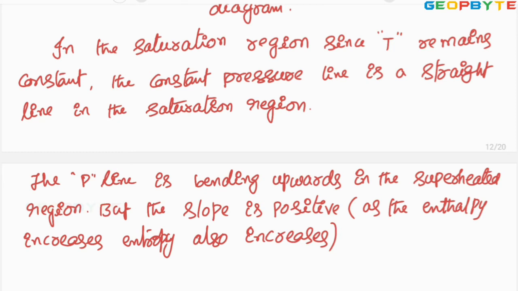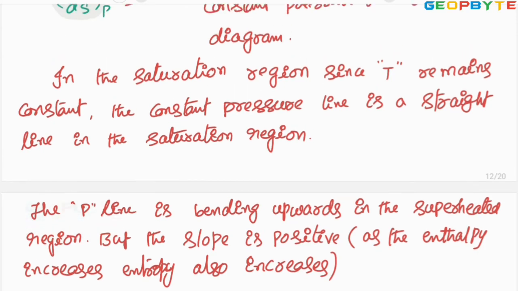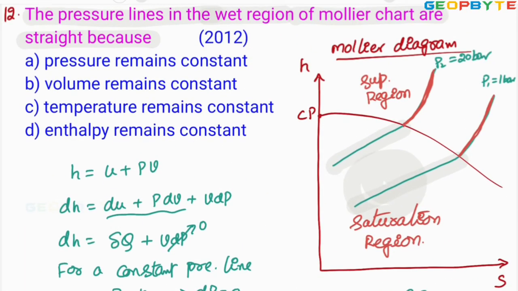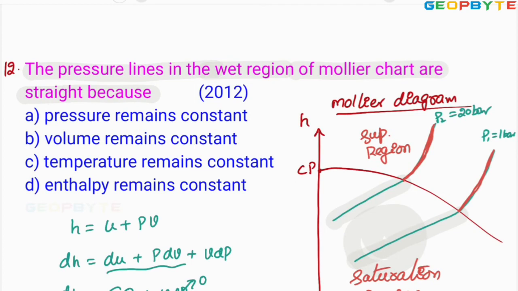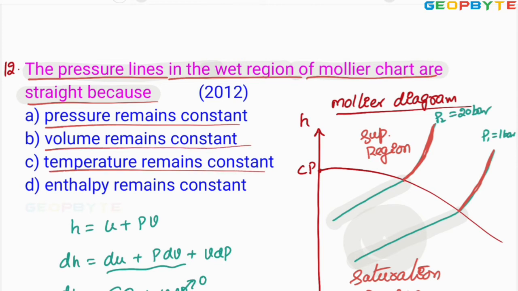I hope you clearly got the information. I tried to provide the complete information regarding the Mollier diagram. Anyhow, the answer is, let me read the problem once again. The pressure lines in the wet region of Mollier chart are straight lines because pressure remains constant. That is not the reason. Volume remains constant? No. Temperature remains constant is the reason. Since temperature remains constant in the saturation region, the pressure line is a straight line in the saturation region.